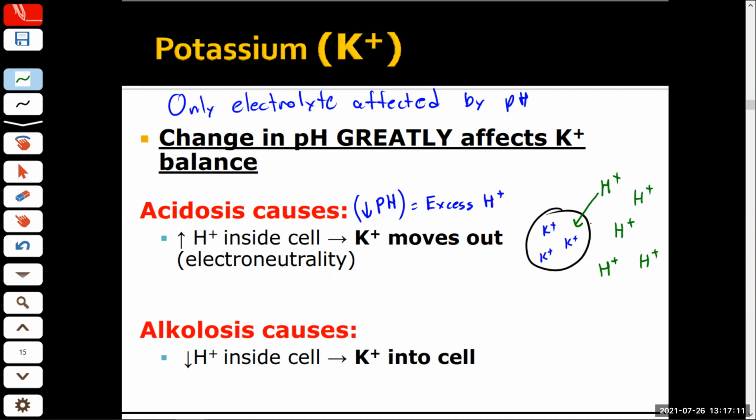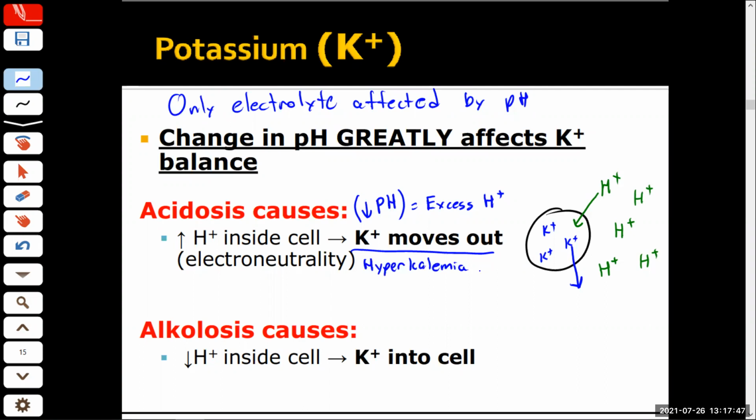Now, if you put a positive magnet next to another positive magnet, what happens? It repels. So who's getting kicked out of the house? Potassium moves out. So now all of that potassium is in my blood. What electrolyte imbalance does acidosis cause? Hyperkalemia. Okay.